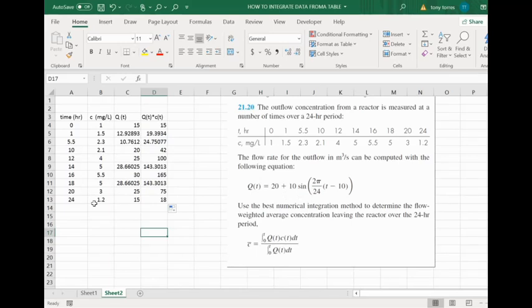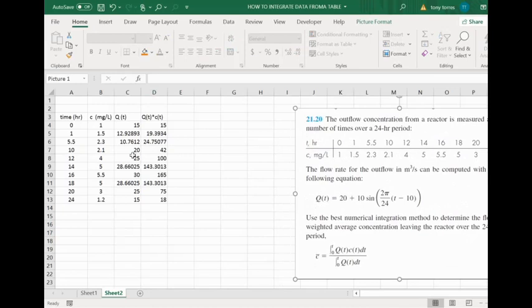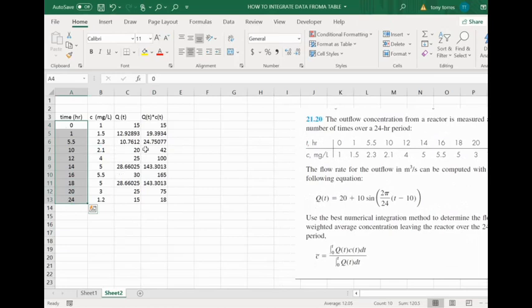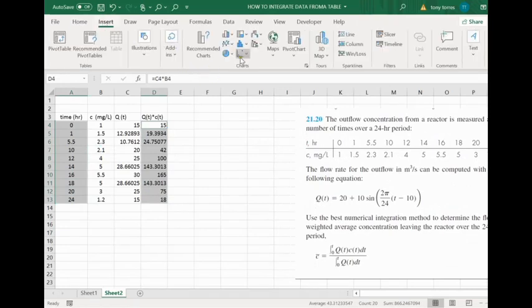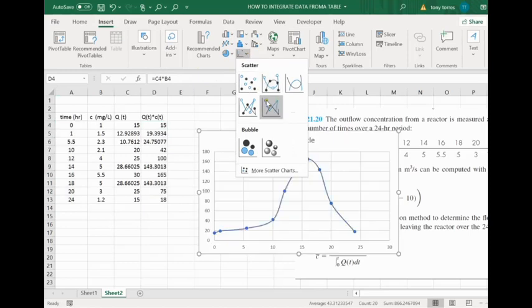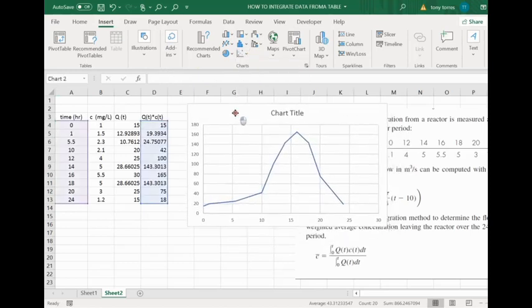Now the question is, will that really improve your area under the curve, this curve? Because this curve will provide, if I integrate Q and C, the numerator here. But will that improve your result? Let's take a look at it. Let's plot for the time being. This will be time, and let's plot that with this one, right? So let's insert, and let's do one of these, because that's what it looks like.